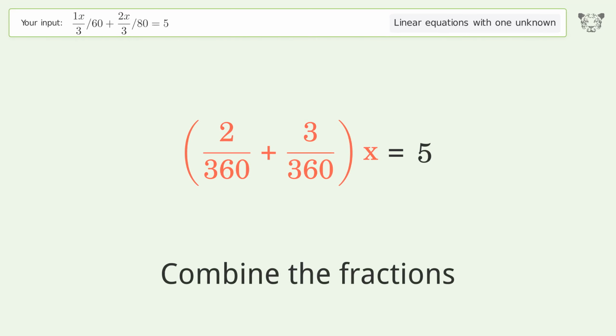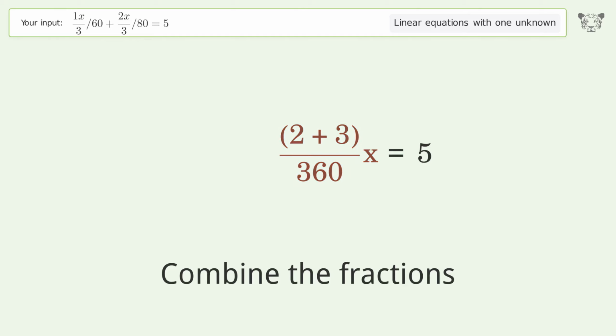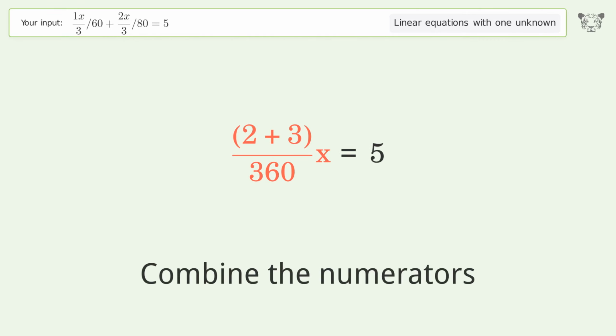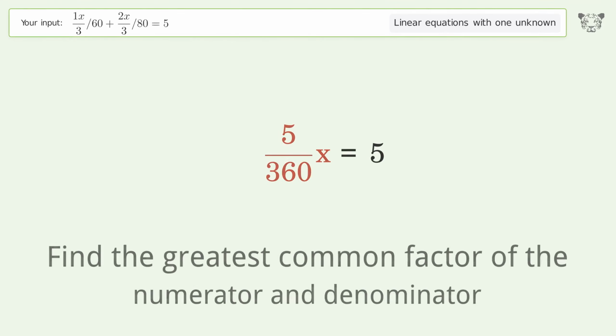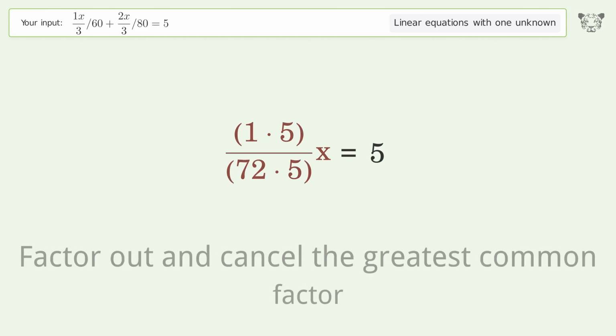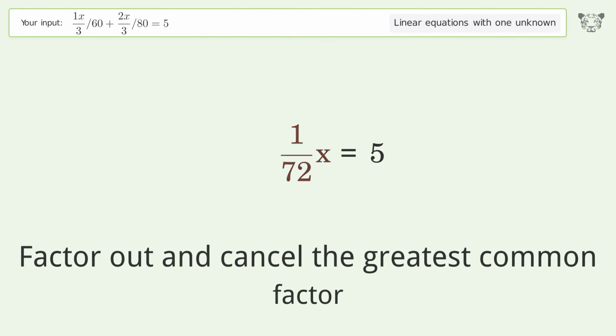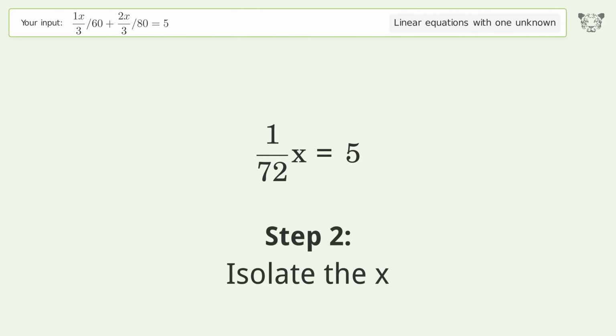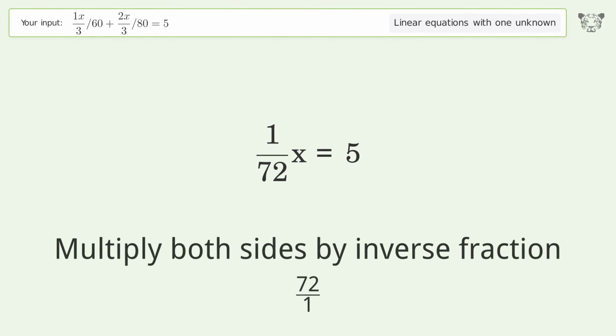Combine the fractions. Combine the numerators. Find the greatest common factor of the numerator and denominator. Factor out and cancel the greatest common factor. Isolate the x. Multiply both sides by the inverse fraction 72/1.